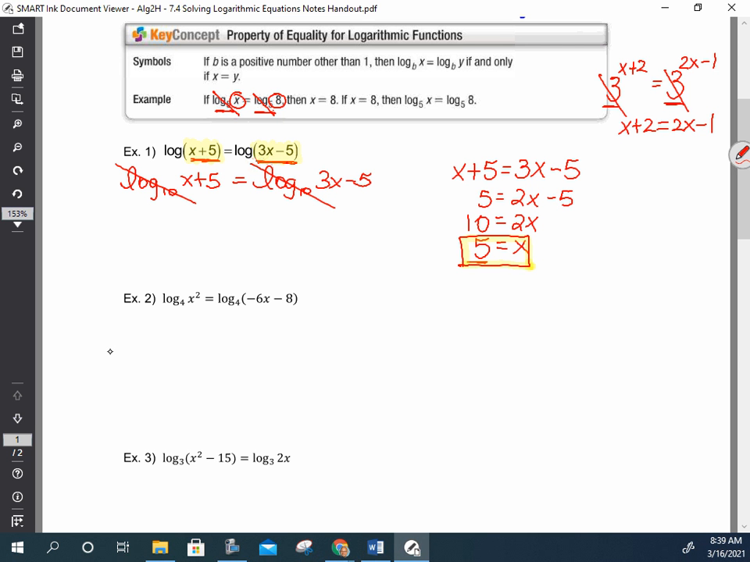All right. Same rule applies. Let's do example 2. Log base 4 of x squared equals log base 4 of negative 6x minus 8. As you can see right off the bat, the bases are the same. You can get rid of them.